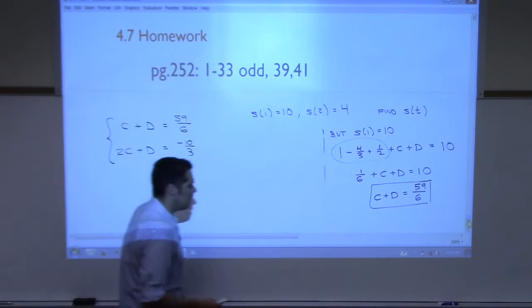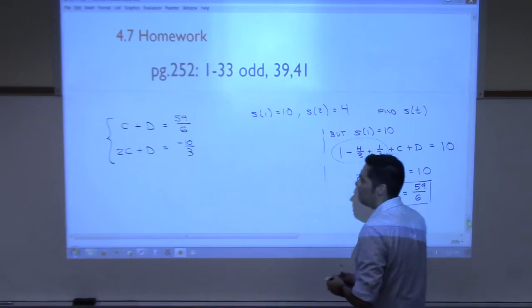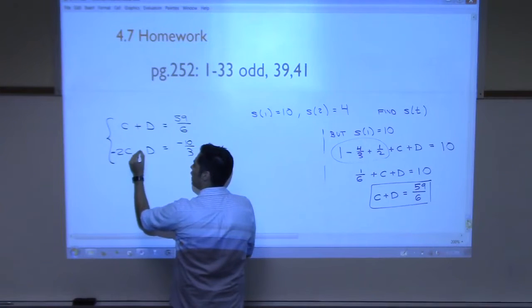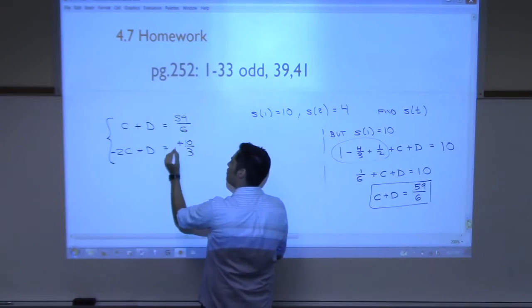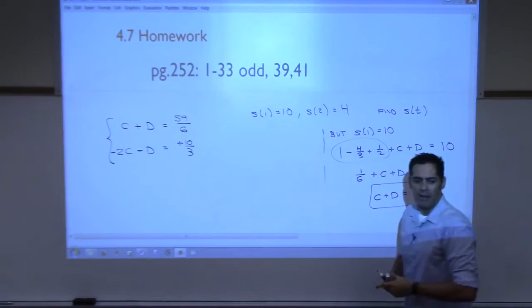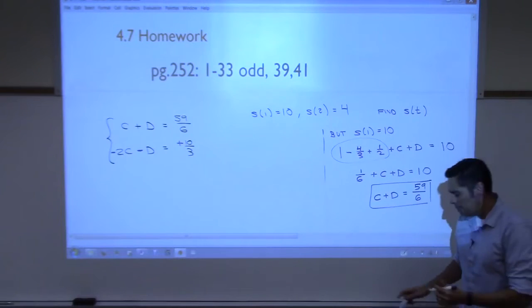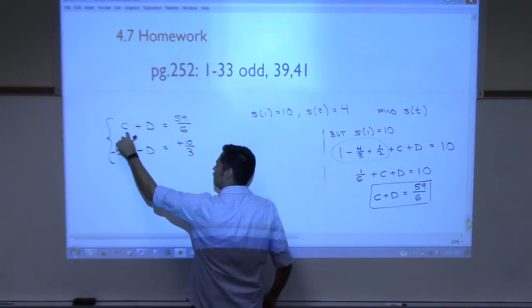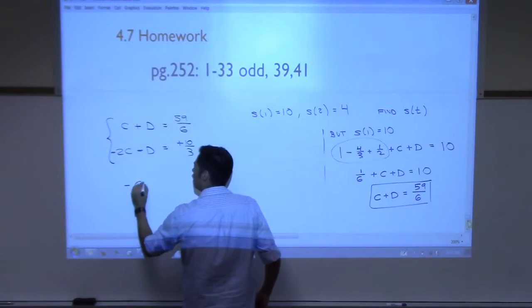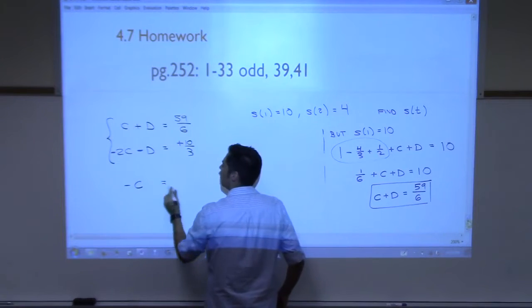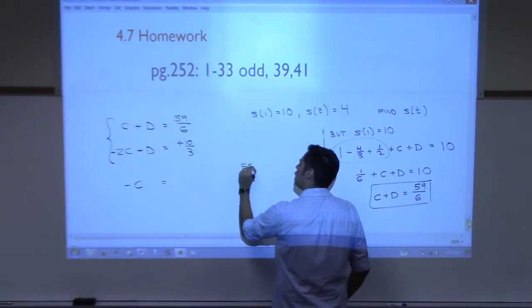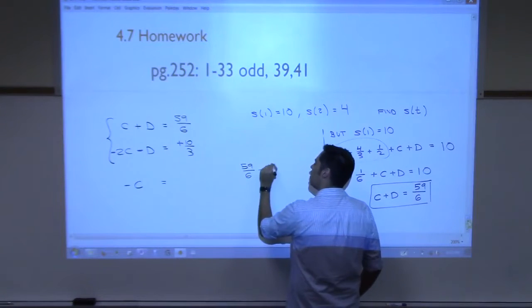So I'm going to come in here and I'm going to multiply the bottom equation by -1. And go here, -1, that changes that to negative, changes that to negative, actually changes that to plus, doesn't it? And now add straight down. What happens if you add straight down? Negative C, gone, equals, yes, we have to do that. 59 over 6 plus 10/3.